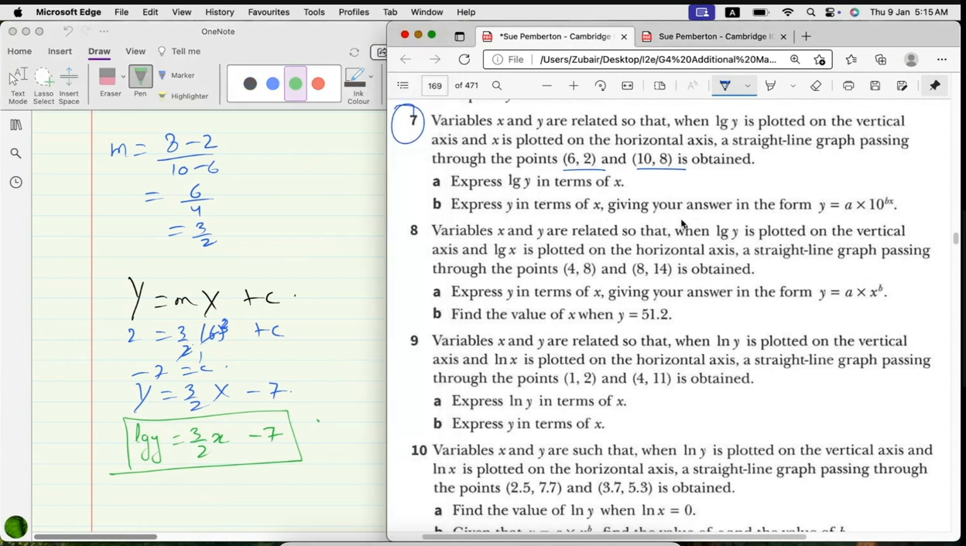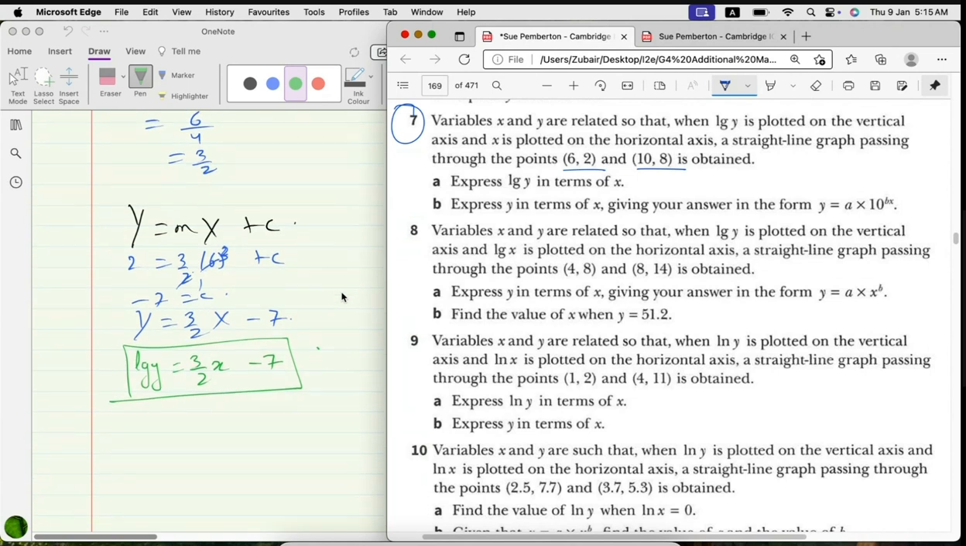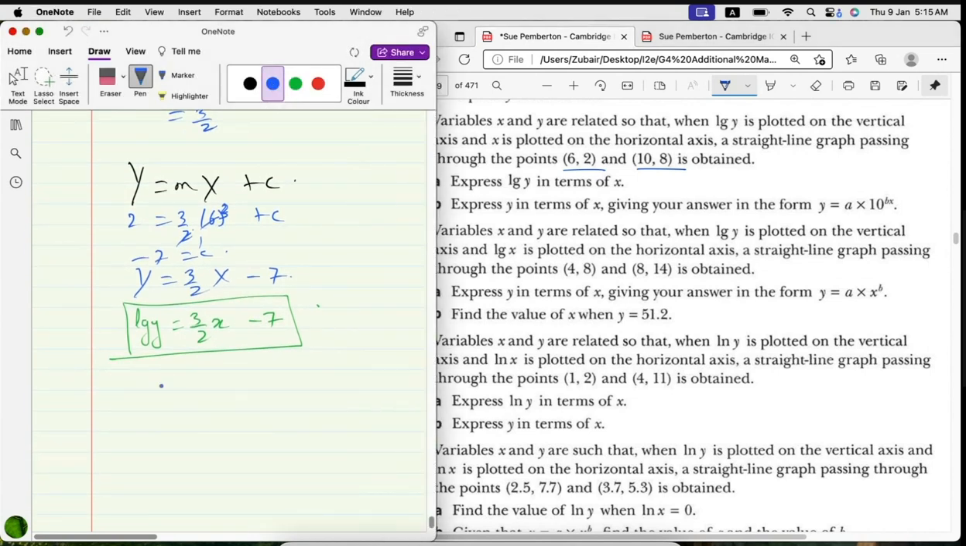B part says express y in terms of x. I'm giving the answer in this form. So basically we get rid of that log. y is equals to 10 raised to the power of all of this. So wait, we get rid of the log in the log y, right? So we carry the log to the other side. Yes, because every number by itself has a base of log 10. So that's 10 to the power of all those.